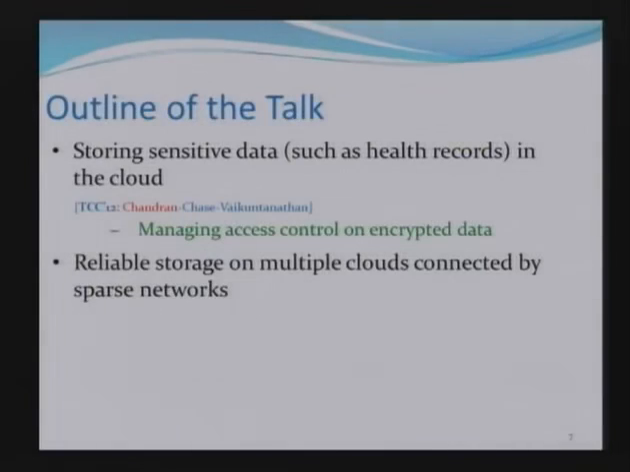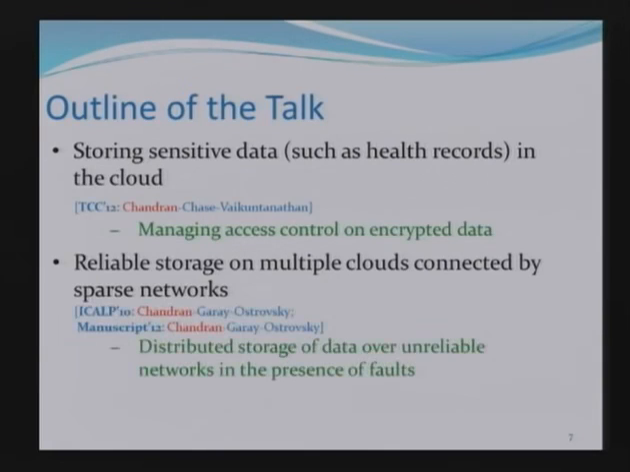Okay. The second question that I'll address is, how do you reliably store data on multiple clouds? Sometimes these clouds may not be connected properly. They may be connected by some poor degree network. So in this setting, how do we actually ensure reliability of data? This is a sequence of works with Carey and Ostrovsky. The first appears at ICALP 2010. The second is a very, very recent result.